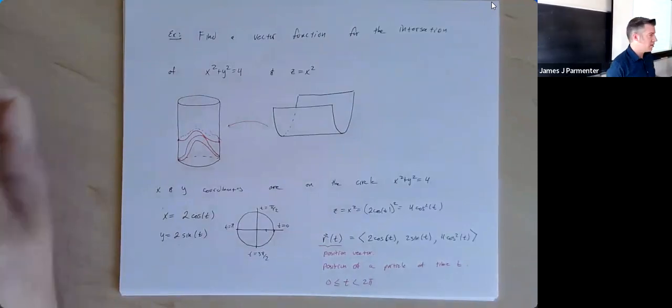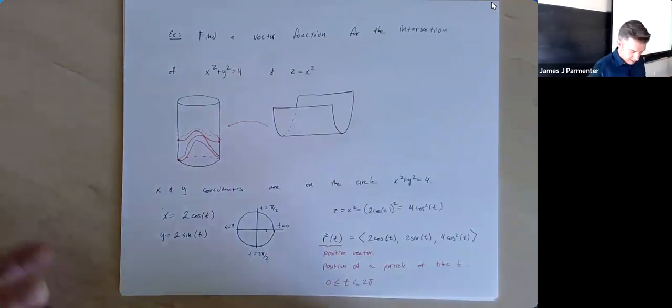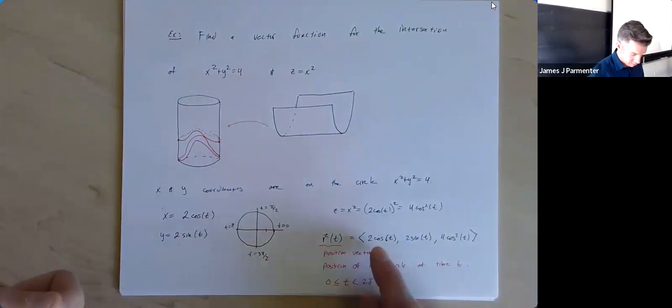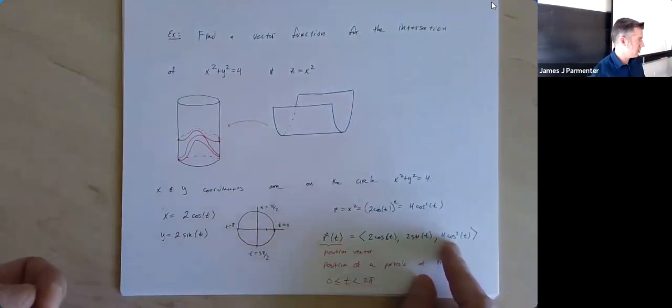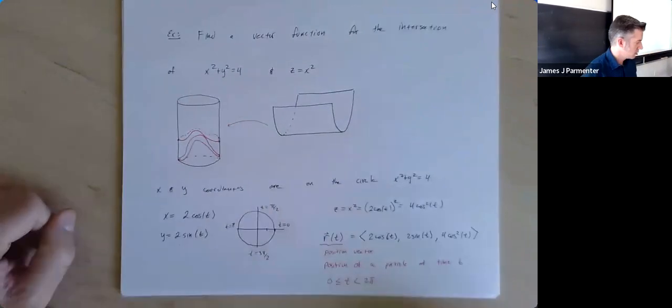So then if you wanted to, you could find points on the curve by picking values for t. So for example, if t is equal to 0, you're going to get the point 2, 0, 4. And if t is equal to pi over 2, picking just easy values, you're going to get the point 0, 2, 0, and so on and so on. Cool.